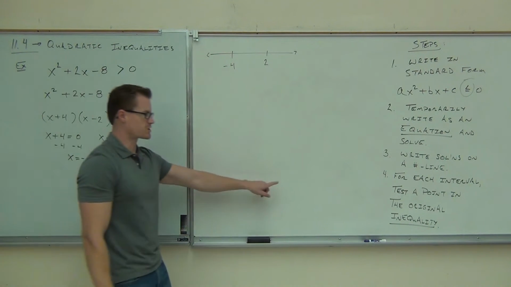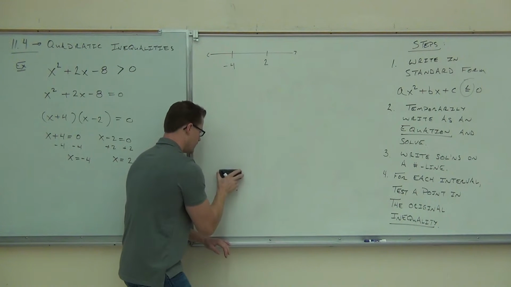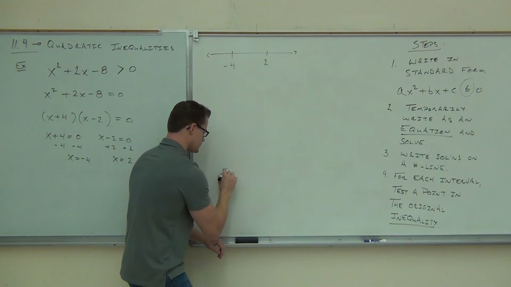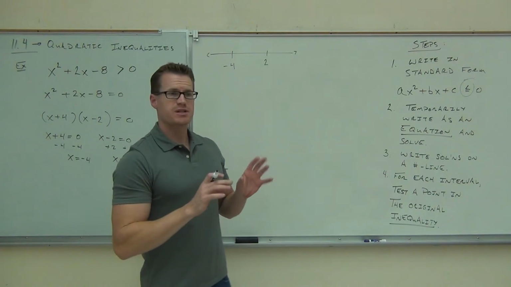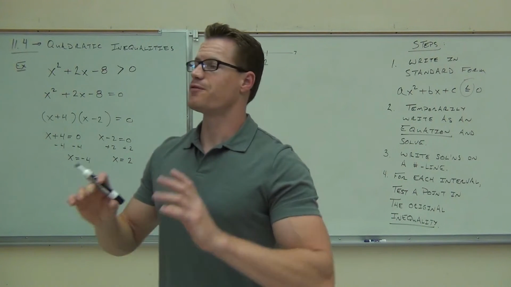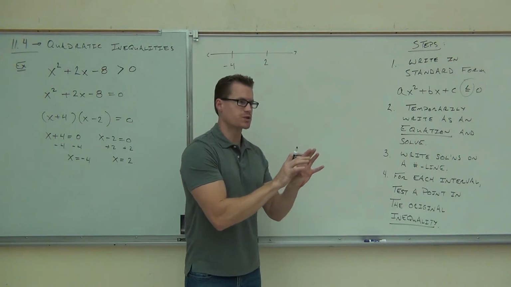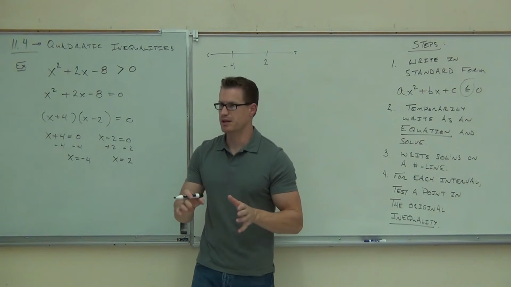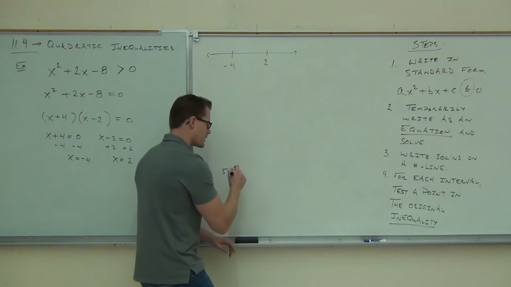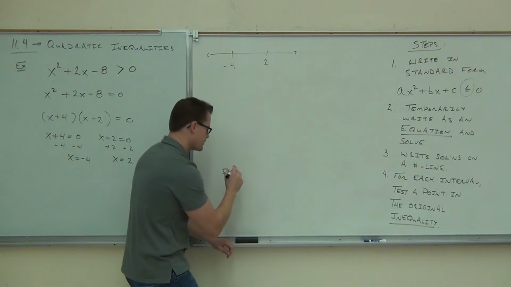I ran out of room, so step 5 I'm going to write right here. Now, what's going to happen is some of the intervals will be true, some of the intervals will be false. The true intervals, you're just going to write those true intervals in interval notation because those are your solution sets. So step number 5, last thing, write the true intervals in interval notation. That's your solution.